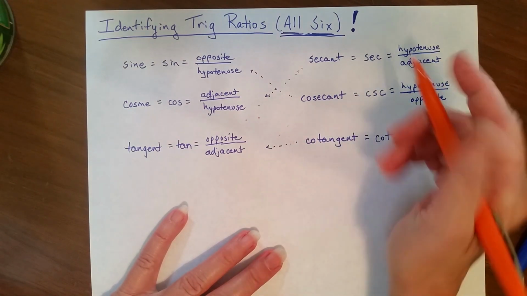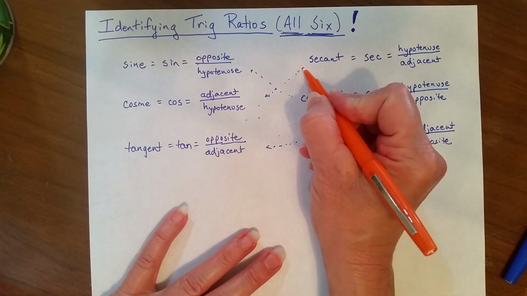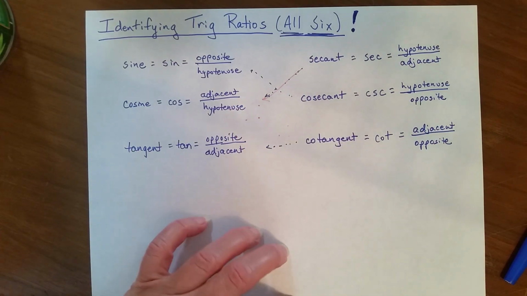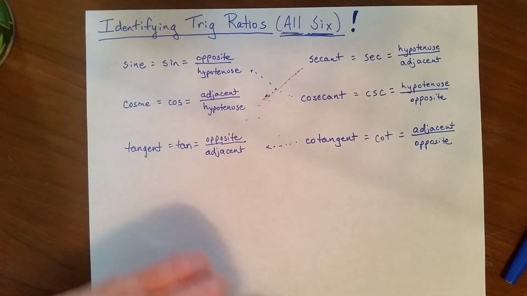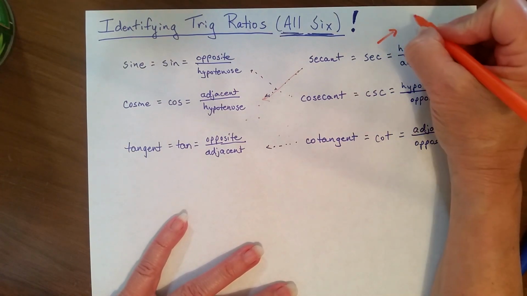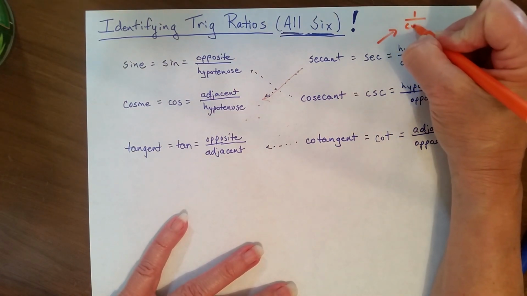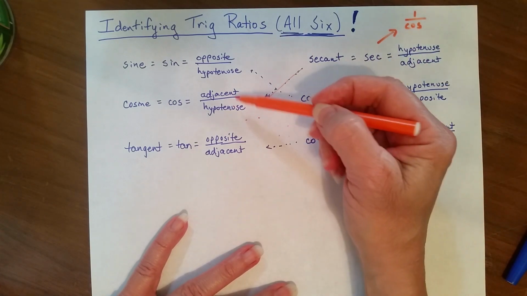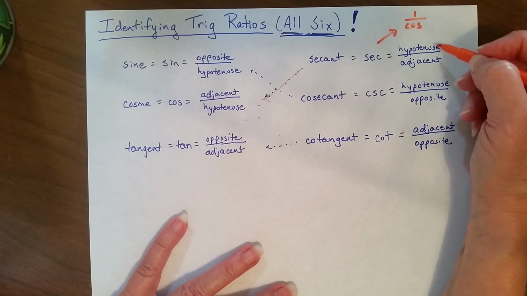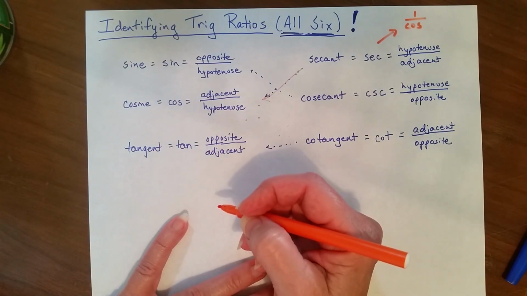The secant, abbreviated SEC, is actually the reciprocal of the cosine. So the reciprocal of the cosine, the secant, is 1 over the cosine. So it's just the reciprocal of this. So instead of adjacent over hypotenuse, it's hypotenuse over adjacent.